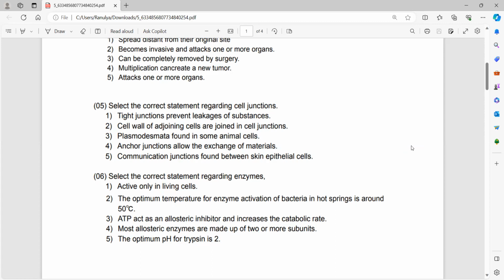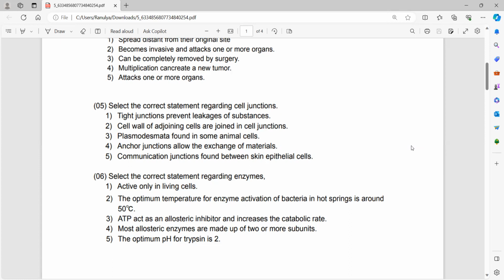Then, communication junctions found between skin epithelial cells. The other name for communicating junctions is gap junctions. They provide cytoplasmic channels from one cell to an adjacent cell. These gap junctions consist of special membrane proteins that surround the pore through which ions, sugars, and amino acids can pass. So they're found in the heart muscle and the animal embryo, not in the skin epithelium. So the answer should be the first answer.